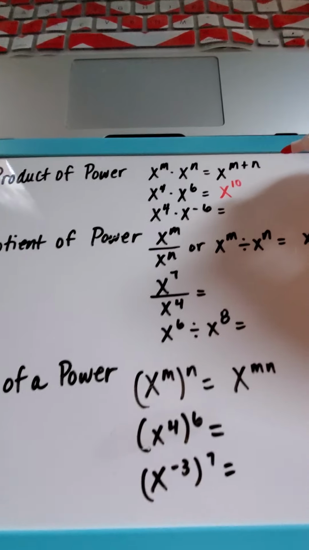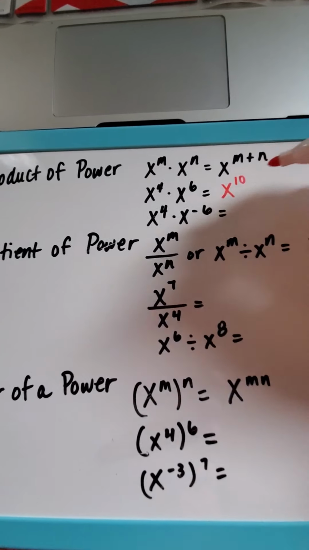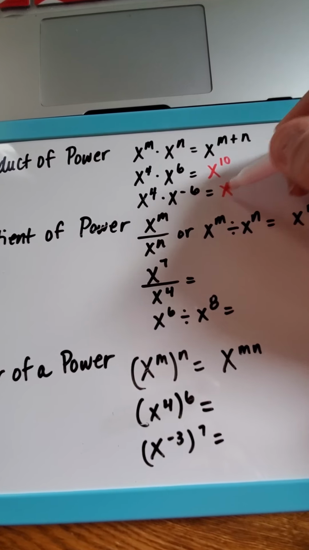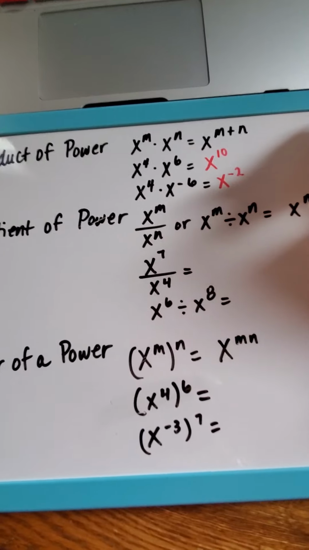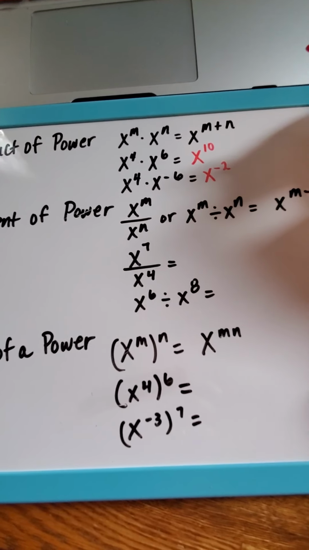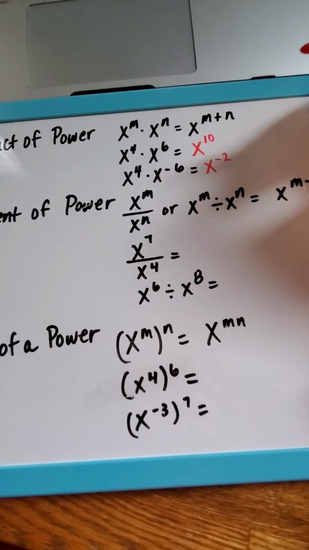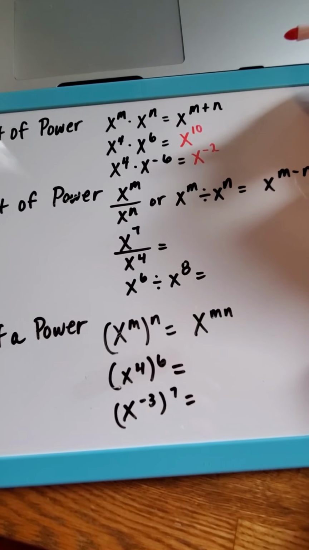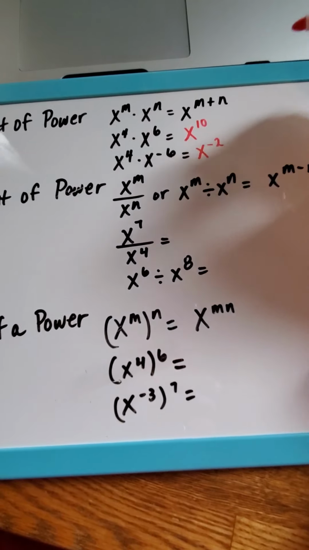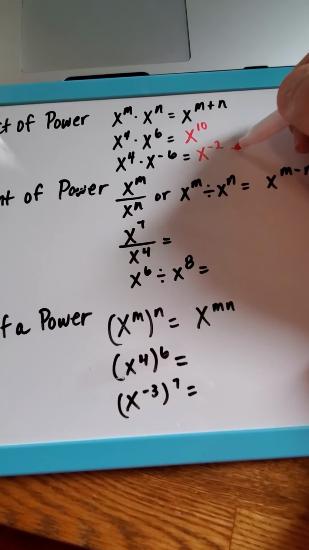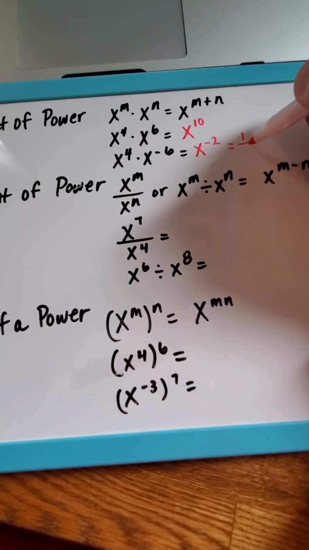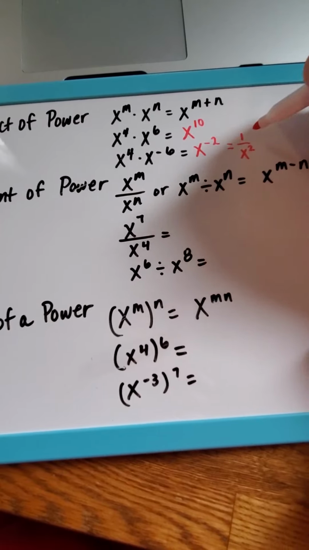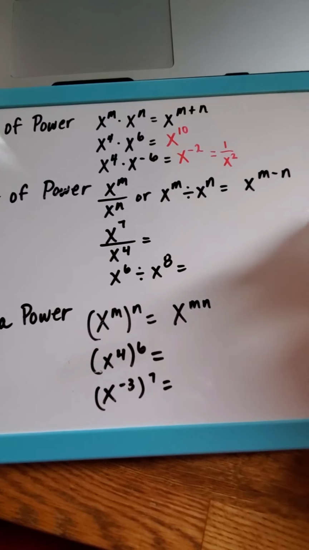For the one below, x to the 4th times x to the negative 6, we get x to the negative 2nd. And some of you went a step further with that, and yes, in fact, we do not have negative exponents, but I didn't want you to worry about it at this time. But if you did take that a step further, we would write that as 1 over x squared. And again, you did not have to worry about that at this time.